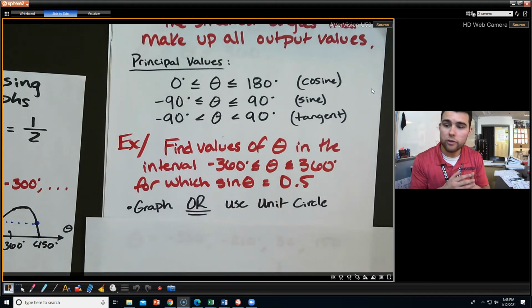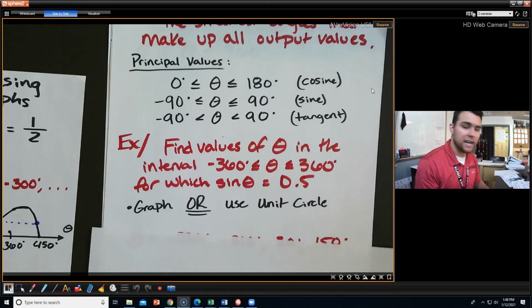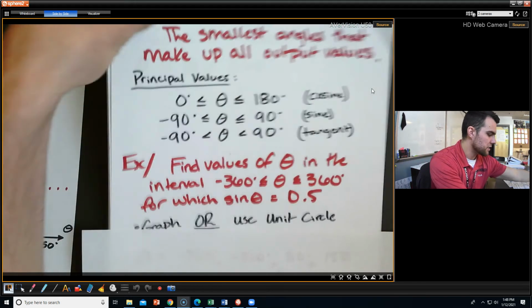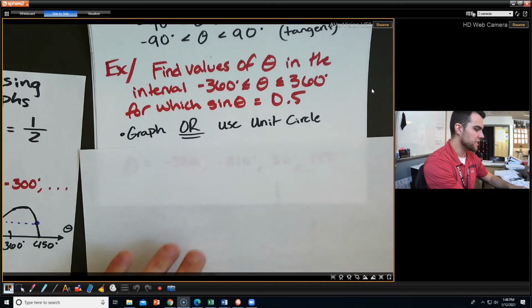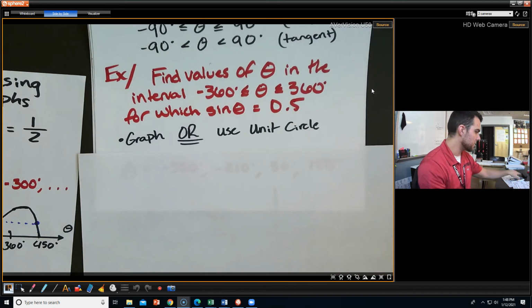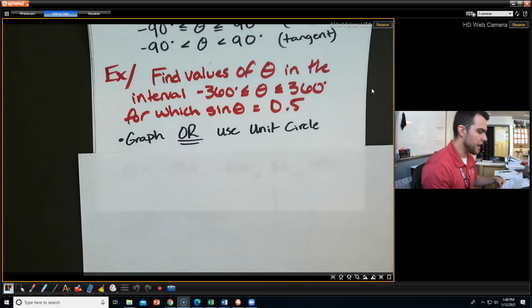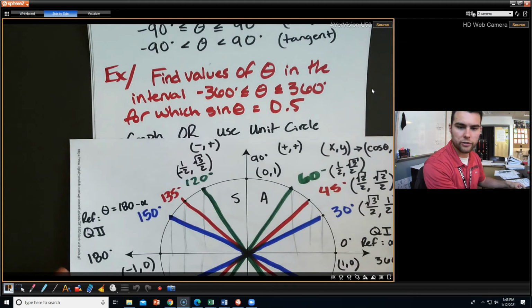So you can graph it. You can graph your sine graph and just see what's going on. Or you can use the unit circle. And I actually recommend you use the unit circle. I think it's a little bit easier in this case, because we already did see the graph and kind of what that looked like. So you can throw the graph in Desmos and see what values are getting you 0.5 for your y value. Or we could do the unit circle.